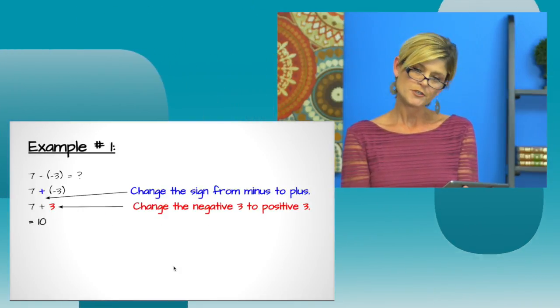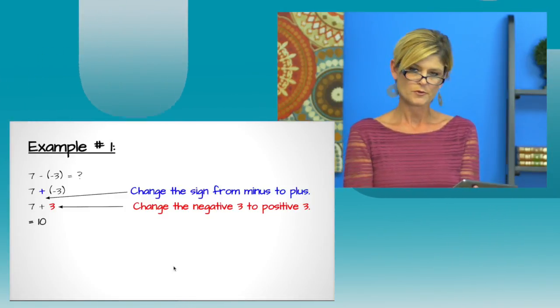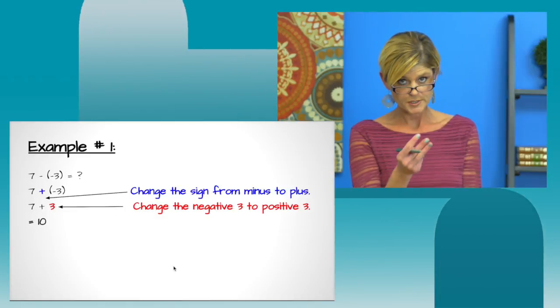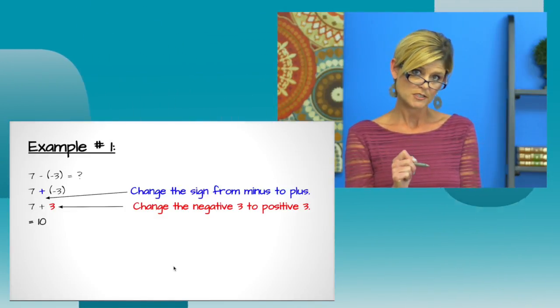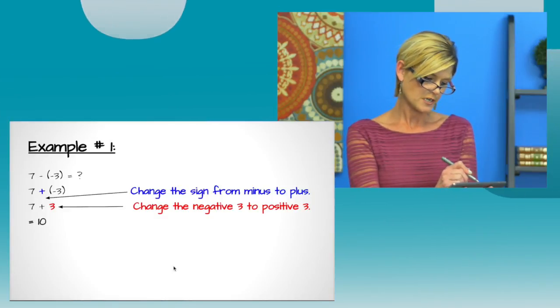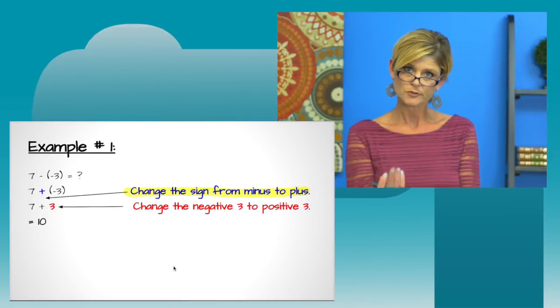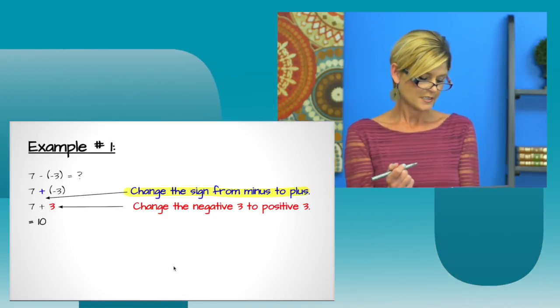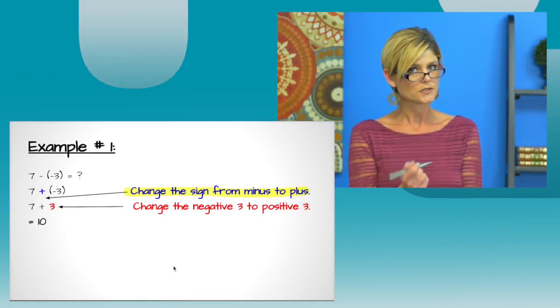Okay, so here's our first example. We've got 7 minus negative 3. And what does that equal? Remember, we've got 3 steps. Step 1, change your subtraction sign to an addition sign, to a plus sign, which I've got here for you in blue. Change the sign from a minus to a plus. Easy enough. The second step is to change the sign of your second number to its opposite.